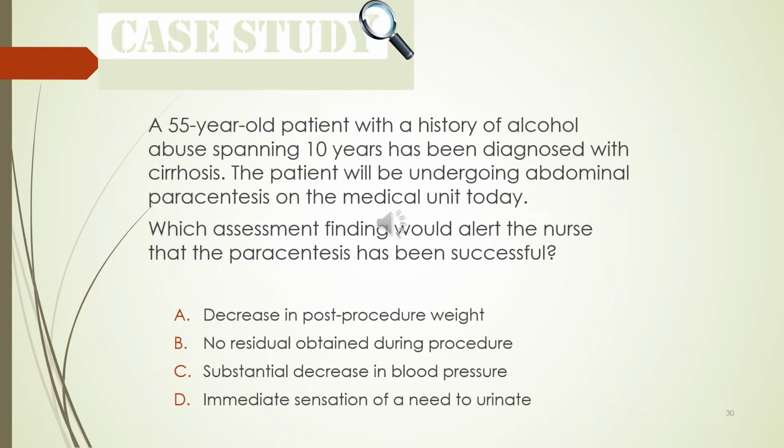So here's a case study question. A 55-year-old patient with a history of alcohol abuse spanning 10 years has been diagnosed with cirrhosis. The patient will be undergoing abdominal paracentesis on the medical unit today. Which assessment finding would alert the nurse that the paracentesis has been successful? A, decrease in post-procedure weight. B, no residual obtained during the procedure. C, substantial decrease in blood pressure. Or D, immediate sensation of a need to urinate.